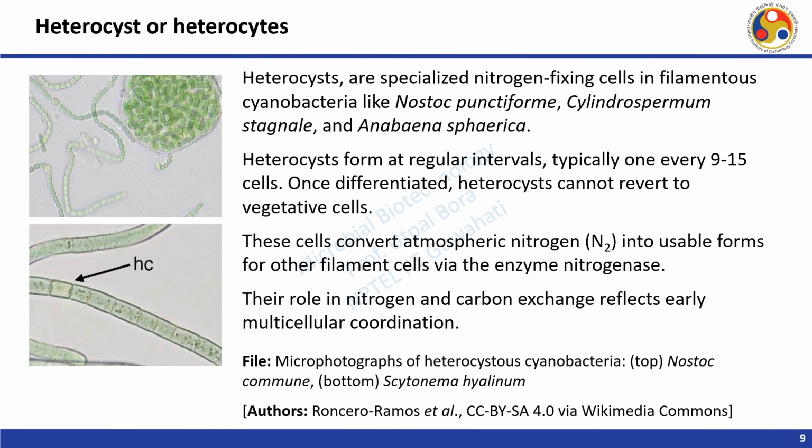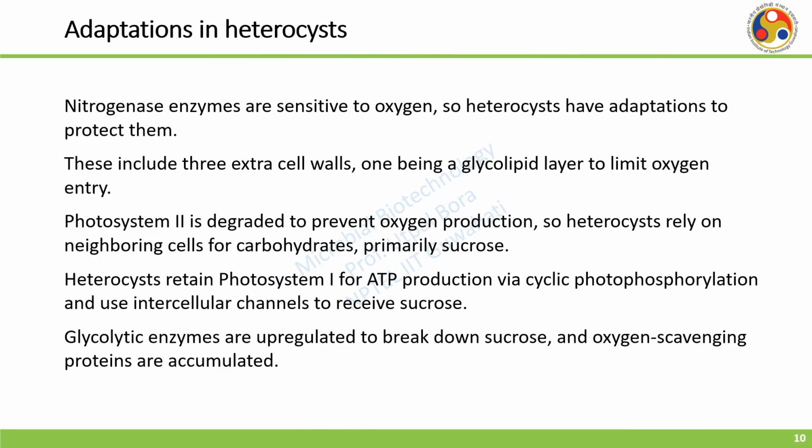These cells convert atmospheric nitrogen into usable forms for other filament cells via the enzyme nitrogenase. Their role in nitrogen and carbon exchange reflects early multicellular coordination. Let us discuss the adaptations in heterocysts. Nitrogenase enzymes are sensitive to oxygen. So, heterocysts have adaptations to protect them against oxygen injury. These include 3 extra cell walls, one being a glycolipid layer to limit oxygen entry.